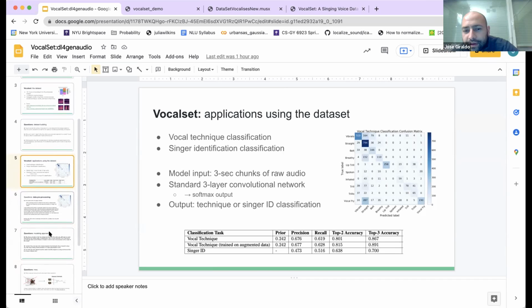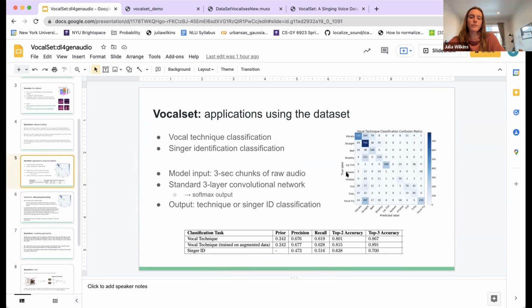Yeah, in the confusion matrix, the spoken class, it's all zeros on the predictions. Yeah, and so I was curious about that.